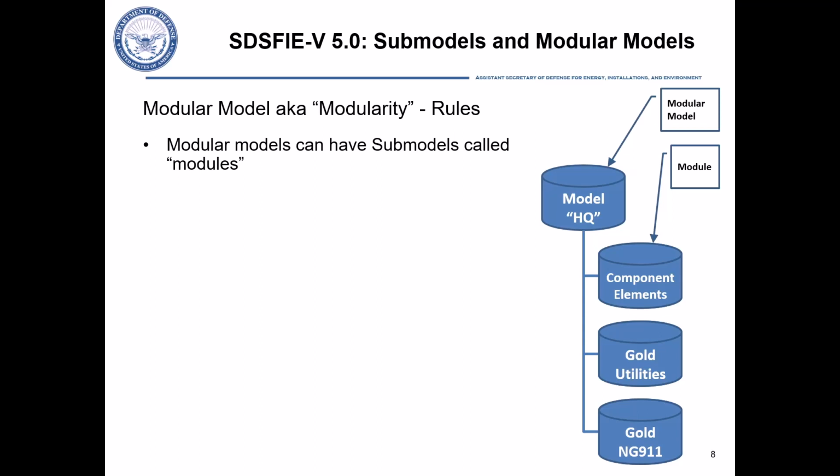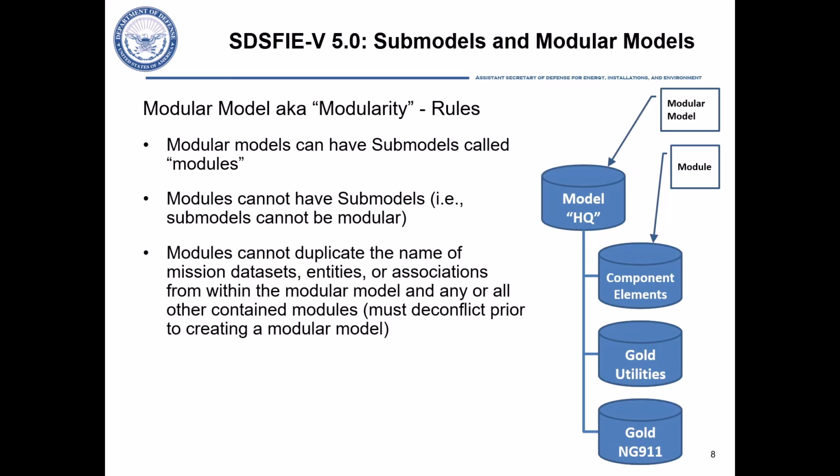NG911. Note that in addition to the 3 submodels, the HQ model itself may contain elements such as entities, associations, functional datasets, and mission datasets. Modules cannot be modular. That is, submodels cannot contain submodels. Modules cannot duplicate the name of mission datasets, entities, or associations from within the modular model and any or all other contained modules. They must be deconflicted prior to creating a modular model.